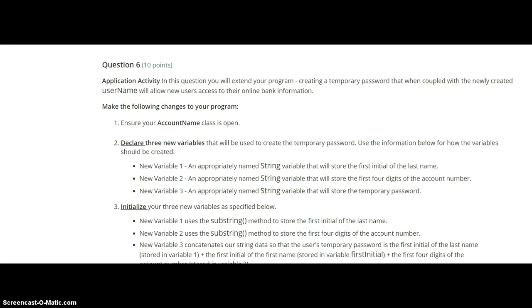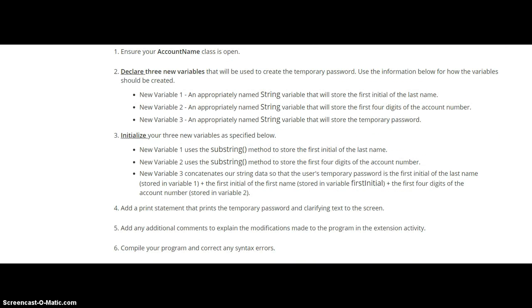So in your application activity, you're going to use those same concepts to create a temporary password. And the temporary password is made up of the first initial of the last name, the first initial of the first name, and the first 4 digits of your account number.